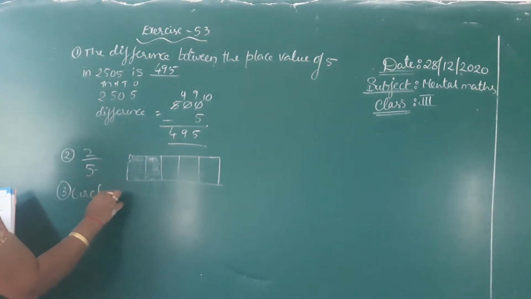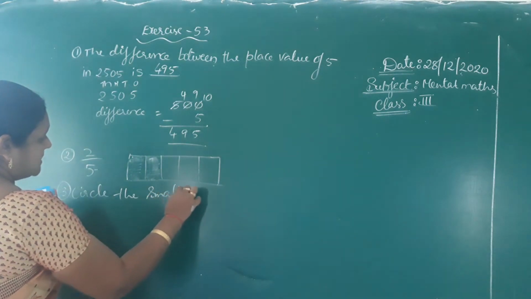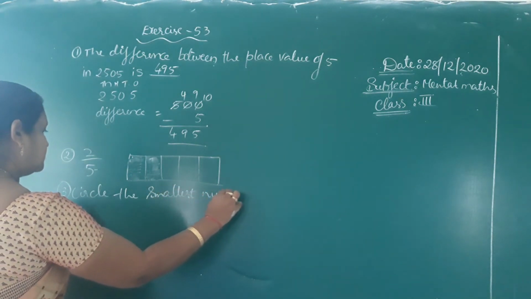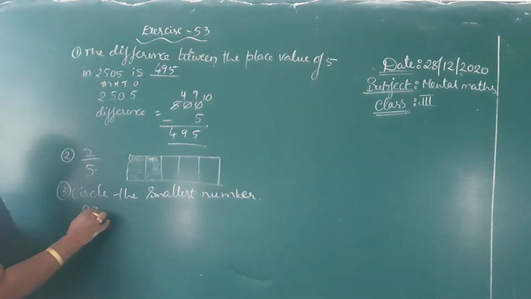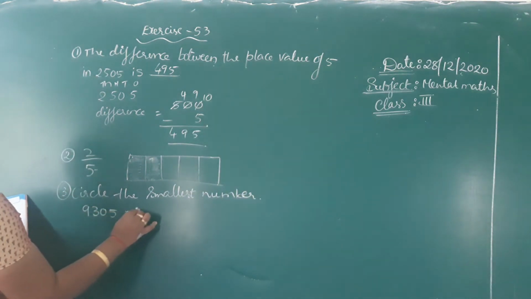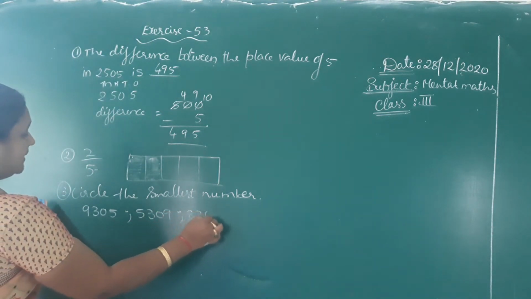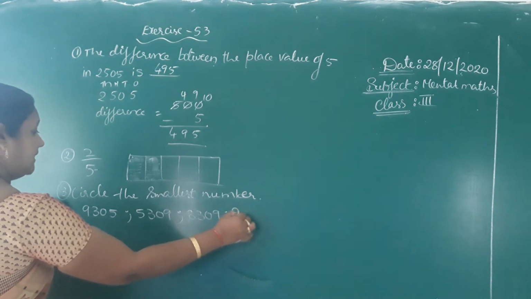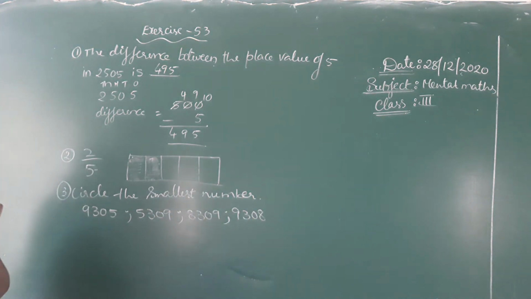See the third one. Circle the smallest number. What is the smallest number? 9,305, 5,309, 8,309, 9,308. In that they are asking us to circle the smallest. Which one is smallest of all? You have to circle.